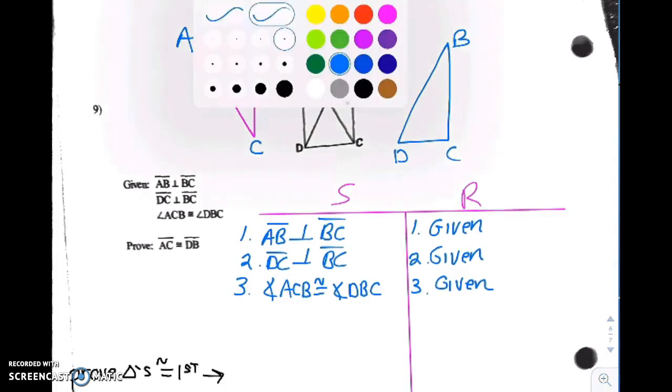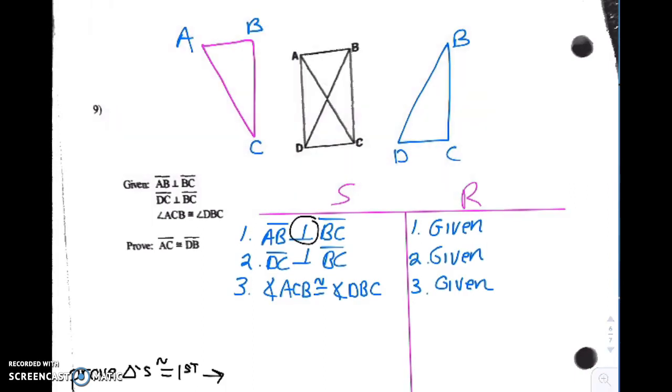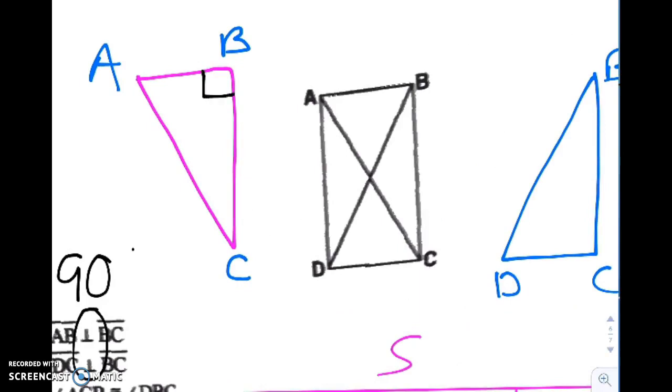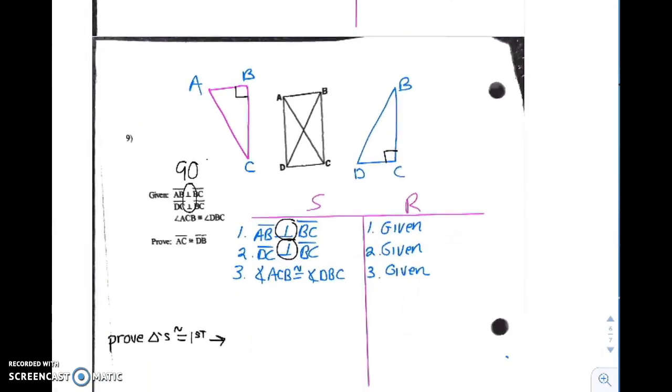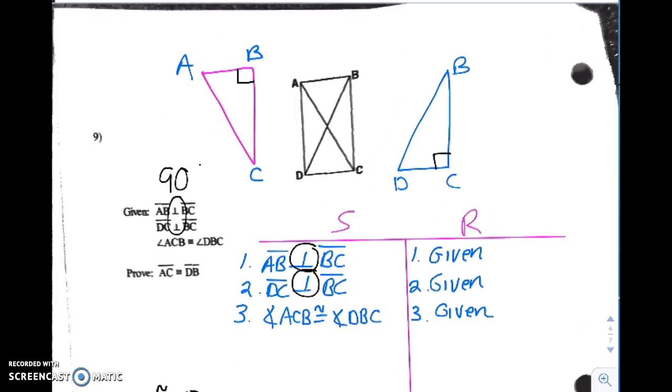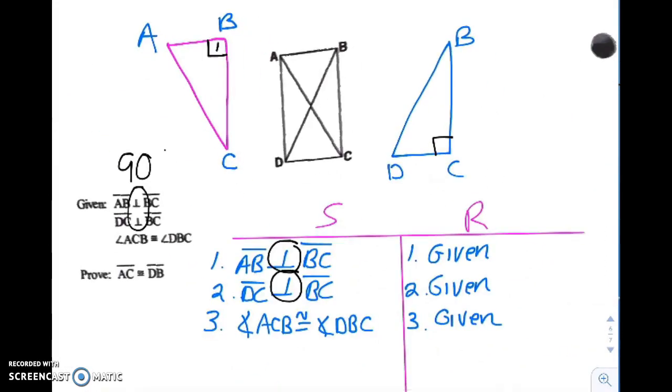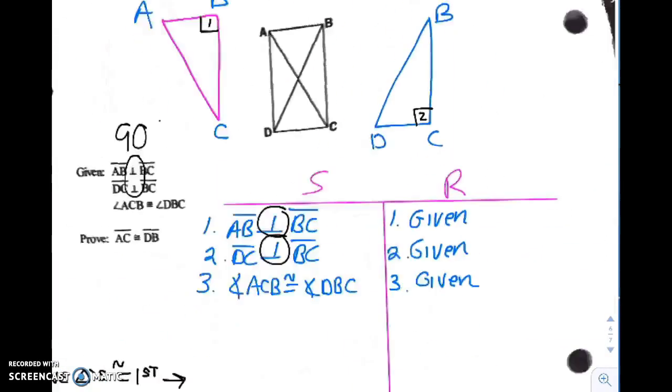But first of all, the two givens say perpendicular. Now, we talked about in class, perpendicular means 90 degrees, right? So I'm going to go up and mark that AB is perpendicular to BC, and DC is perpendicular to BC, just like the givens told me. Now I'm going to go ahead and name this, say, angle 1, and I'll just call this one angle 2.